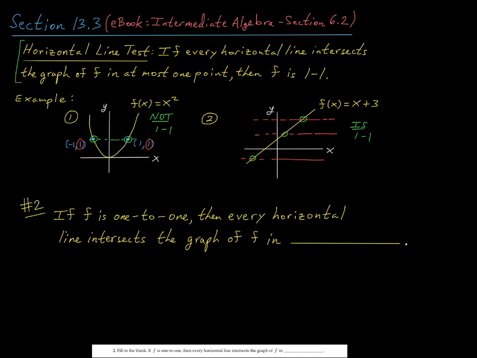Okay, and then the actual statement in question 2 says if f is one-to-one, then every horizontal line intersects the graph of f in, and we'll say here, at most one point.